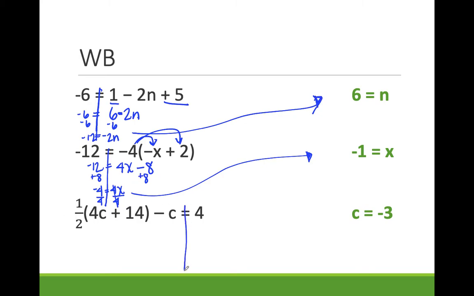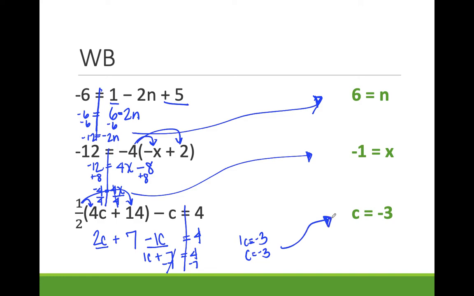And for the third example, you're going to start by distributing 1/2 to 4c, which is 2c. Half of 4 is 2, plus half of 14 is 7, minus c equals 4. Second step is that I'm going to actually combine my 2c and my minus 1c. 2 minus 1 is 1c, plus 7 equals 4. Subtract 7 on both sides, which gives me 1c equals negative 3. And that actually is my final step, since 1c is the same as just c. So that's how I got c equals negative 3.